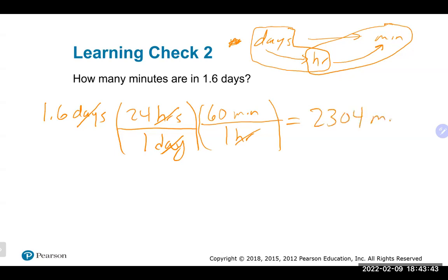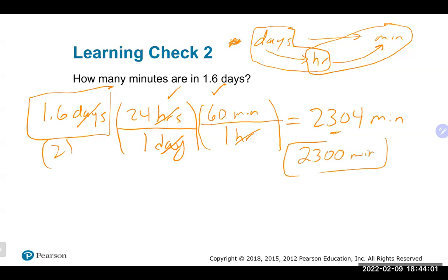2304 minutes. Significant figure wise, what should we end up with? We should end up with 2. Again, the exact numbers we don't have to worry about. This number we do need to worry about, which has 2. That takes us to here, which means something like 2300 minutes would be good. Or again, you could use scientific notation if you wanted to. Any questions on that?